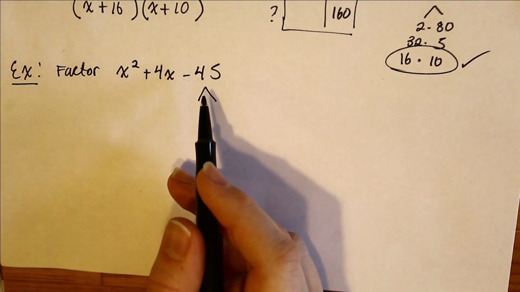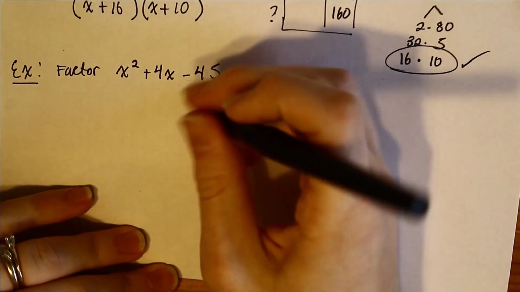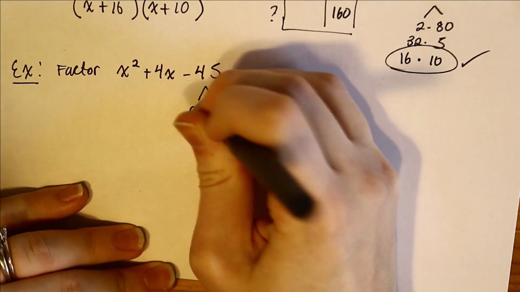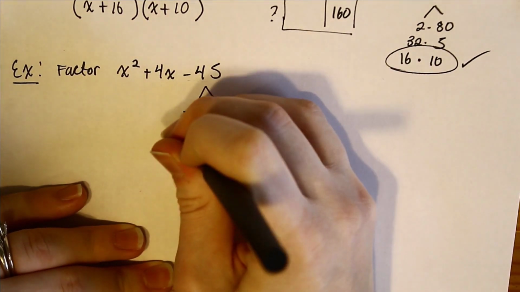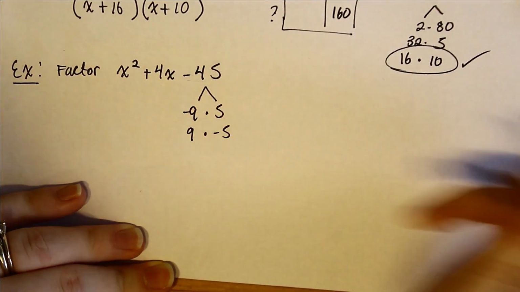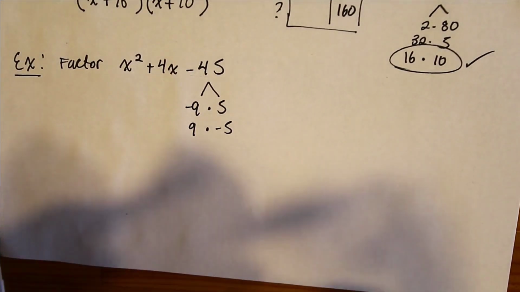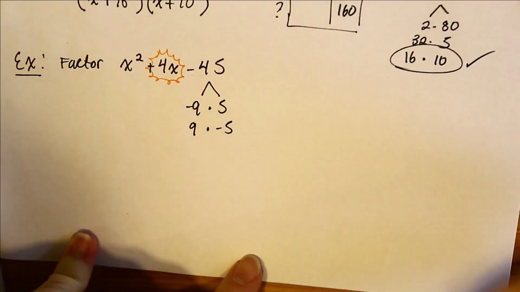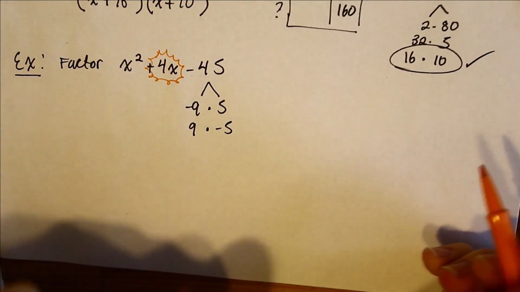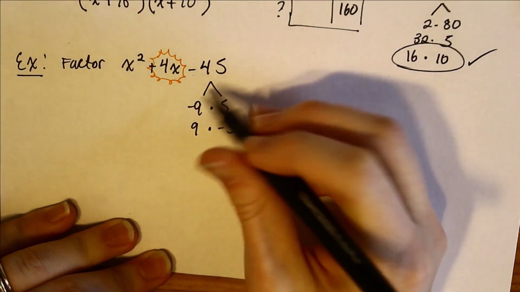There's not a ton of factors of 45, so that makes our lives a little bit easier. Right away, I think of 9 times 5. But one of these needs to be negative, so maybe it's negative 9 times 5, or maybe it's 9 times negative 5. And the same rule applies here. So in order to figure out which one is right, we got to make sure that they add up to 4x. And notice it's positive 4x. That's a big hint. So take a look at your factors. Which one, when you add them up, gives you positive 4x?